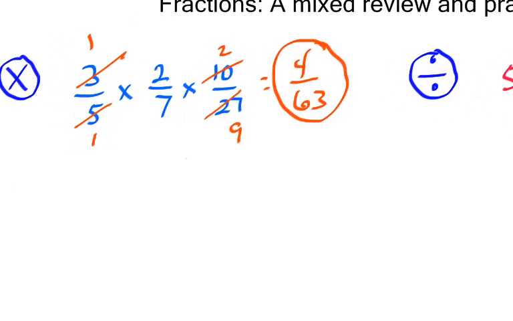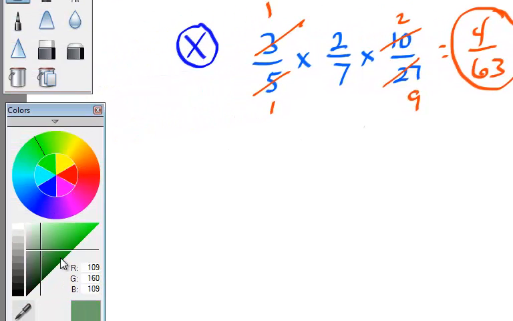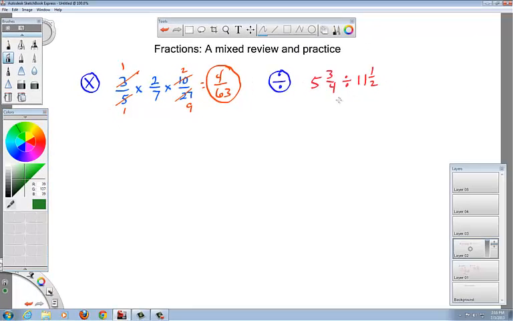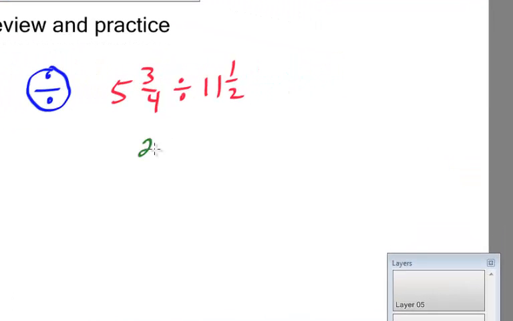For this last one, you would have to, let me get a different color because it's getting boring. Oh, there, green. You would have to change these into improper fractions. So let's do that. 4 times 5 is 20, plus 3 is 23/4. Bring down the division sign and change this. 2 times 11 is 22, plus 1 is 23 over 2.